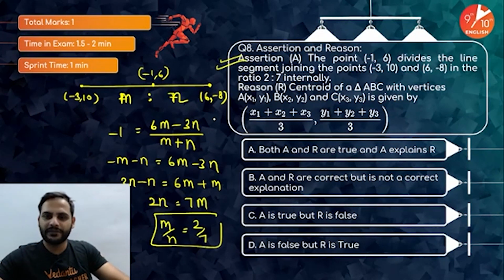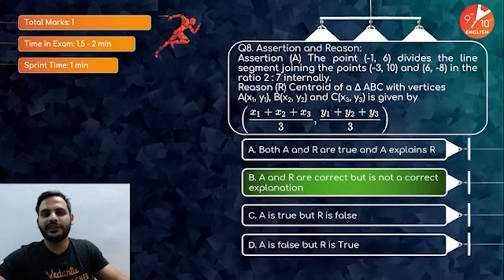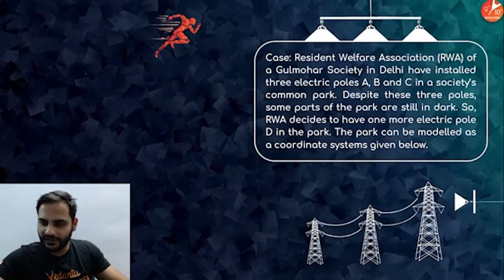Assertion is correct. The reason is also correct, centroid formula, but obviously not the correct explanation. Centroid, what is the meaning of centroid over here? We want the section formula. All right. Okay. Now coming to the case study. Look, the case study is comparatively easy, right? Okay. Listen carefully.